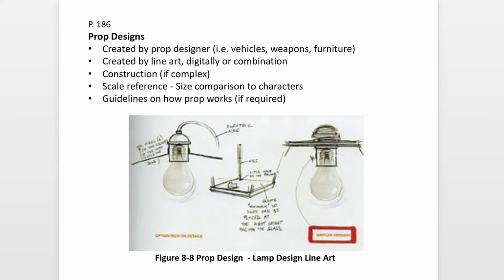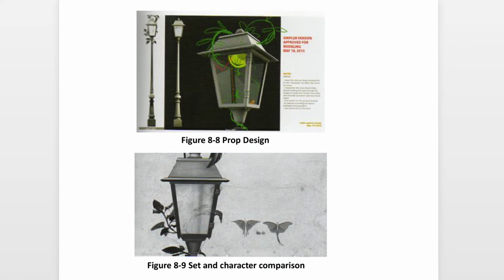Figure 8-8 is a prop design that would be used. In this case, it's a lamp that's used in a film. Here we see further development of this lamp in figure 8-8. You see the prop design. And on figure 8-9, we see the set and character comparison. These are how large the characters would be to that lamp. Since they're insects, they're scaled appropriately.